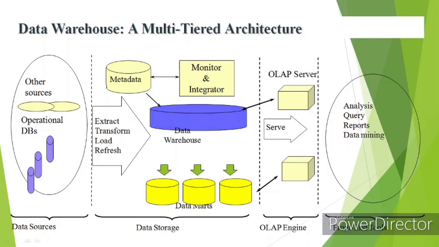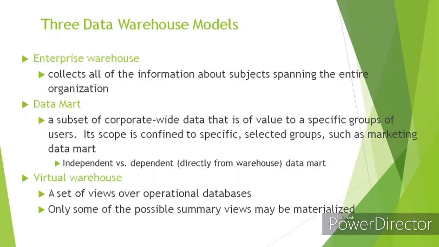And the last, front end or top tier of the data warehouse architecture is the front end client layer, which contains the query and reporting tools, that is analytical tools, and other different tools of data mining, for example trend analysis or prediction.